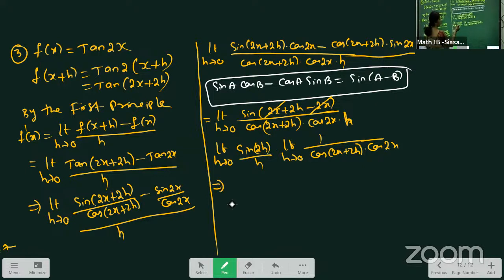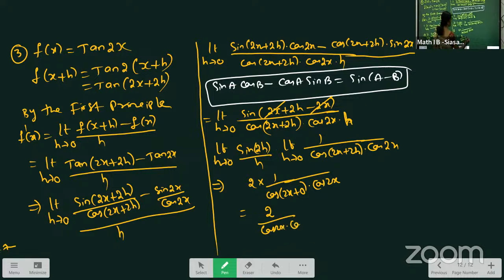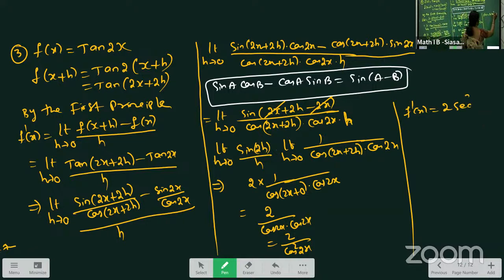Limit h tends to 0, it is in the form of sin ax by x, which is a. In the same way, limit h tends to 0, sin 2h by h is 2 into 1 by, wherever h is there put 0, cos 2x plus 0 into cos 2x. So 2 by cos 2x into cos 2x, so 2 by cos square 2x. One more step. Therefore, f dash x is equal to 2 into 1 by cos square, we can write secant square 2x.